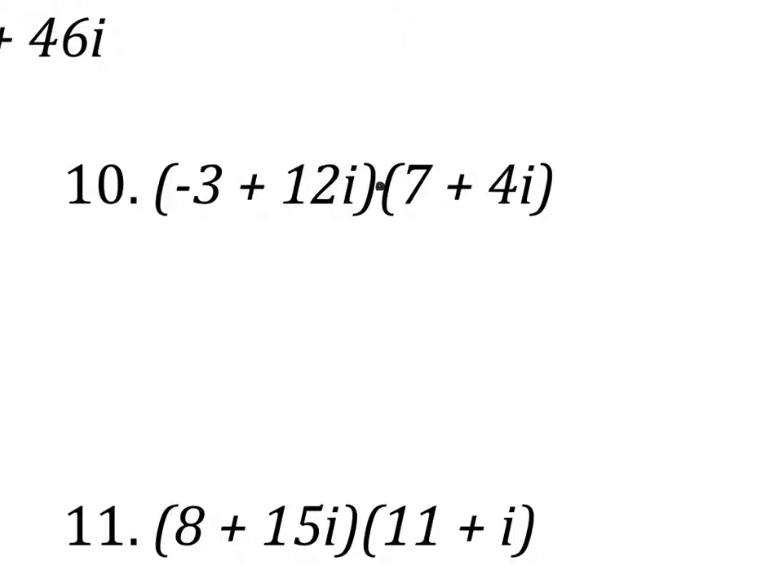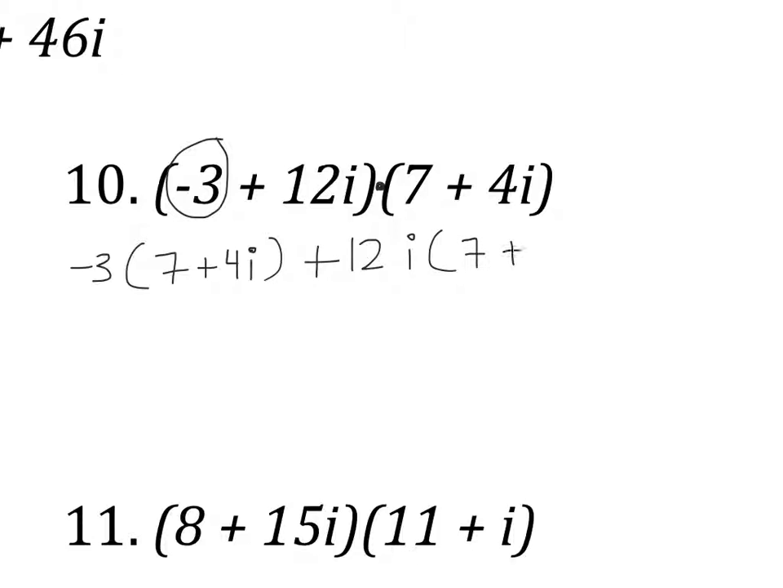Now, in order to FOIL, you just take the -3 and you multiply it by 7 plus 4i. And then you take 12i and you multiply it by 7 plus 4i. So again, think of i as an x. -3 times 7, let's distribute. So that's a -21. -3 times 4, that's a -12i. 12 times 7, that's 84i. And 12 times 4, that's 48.